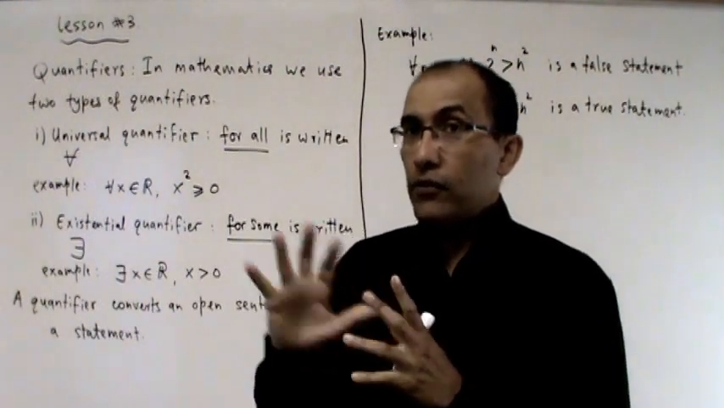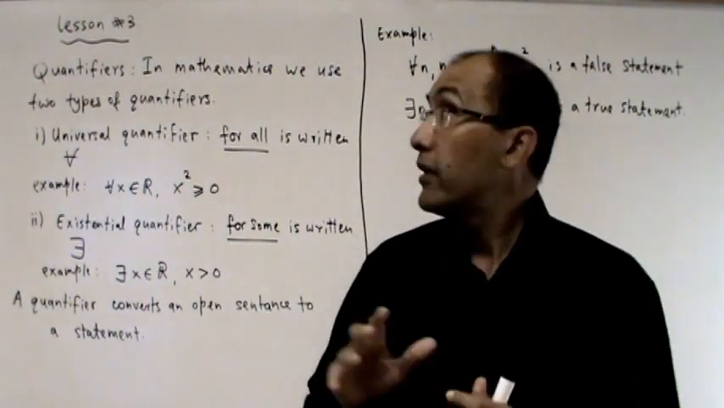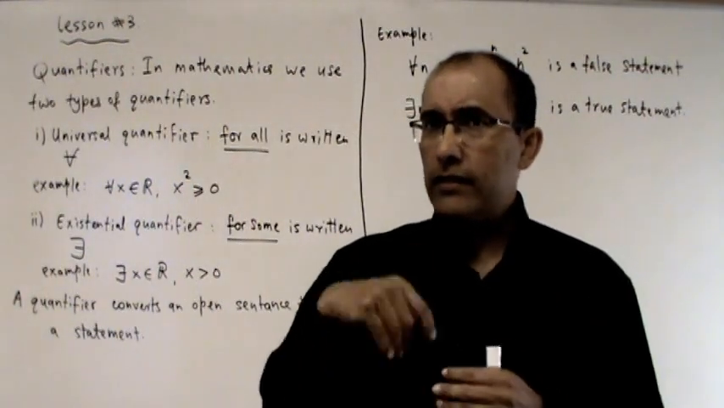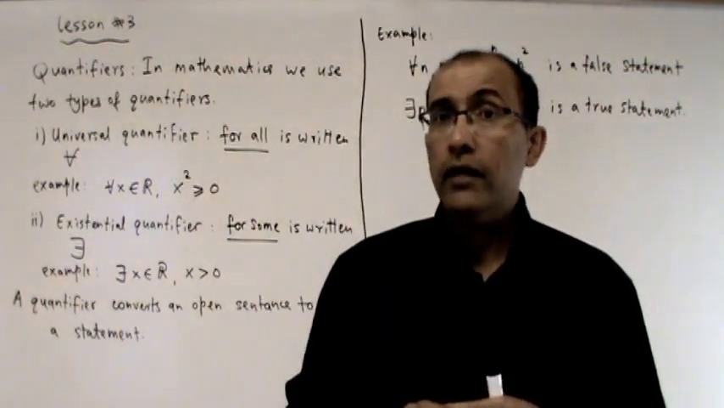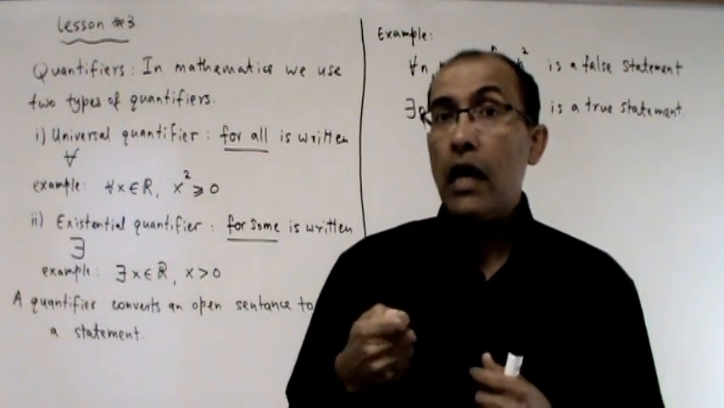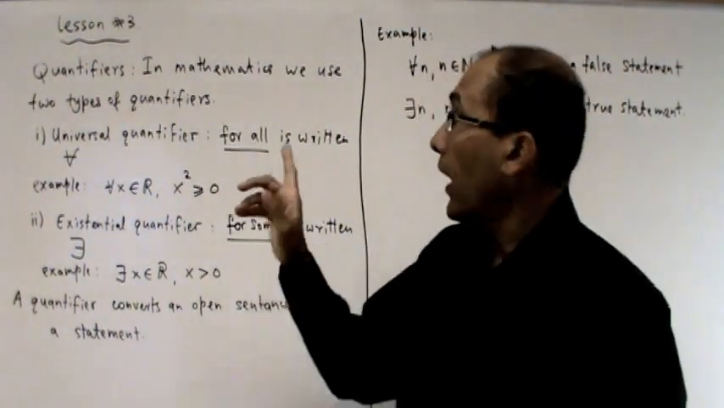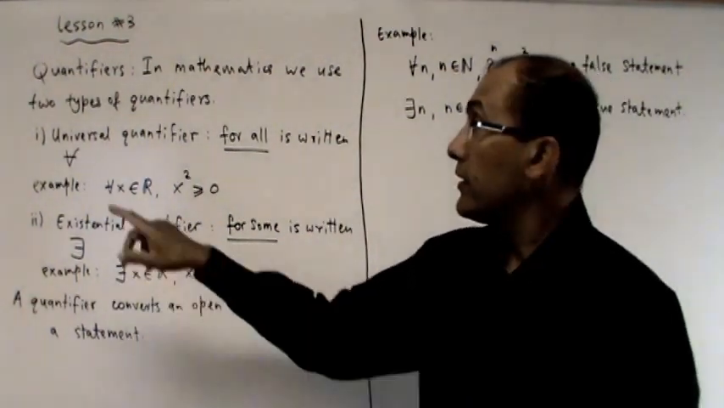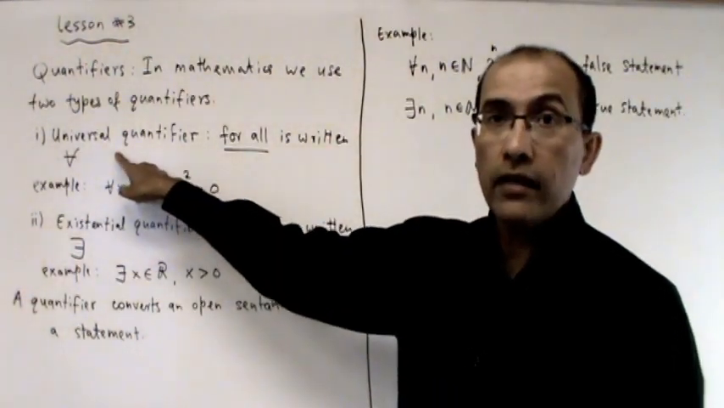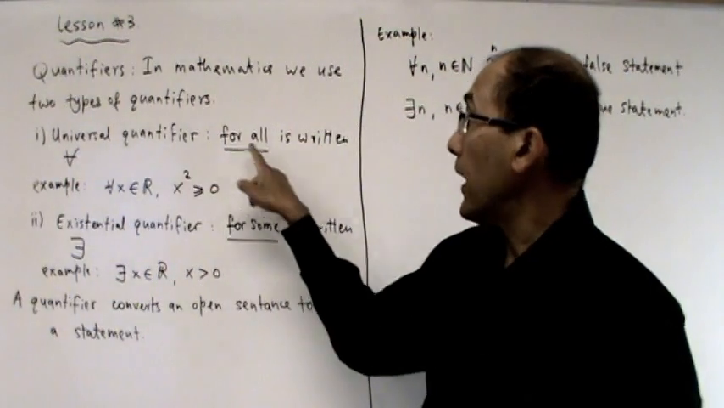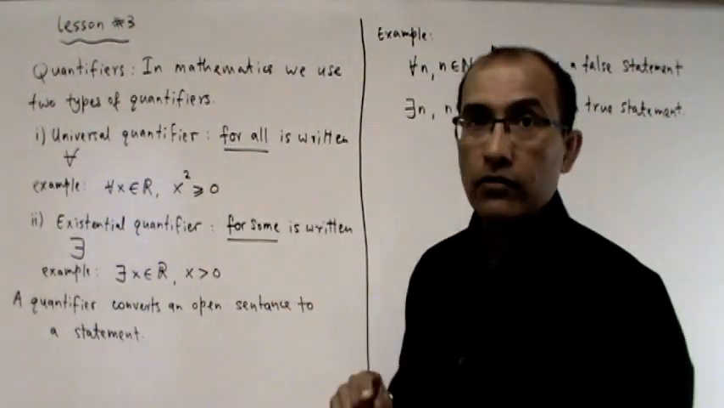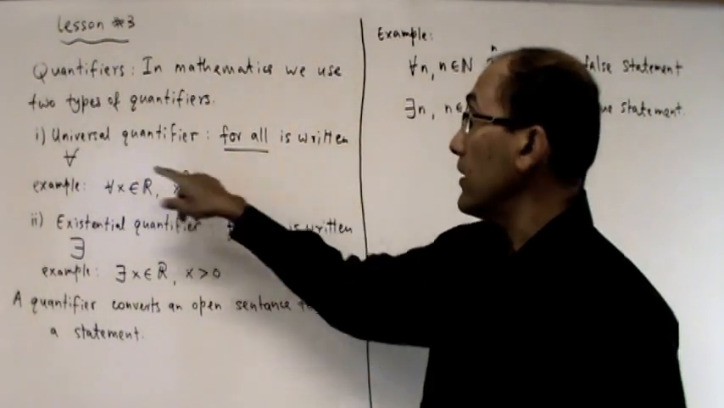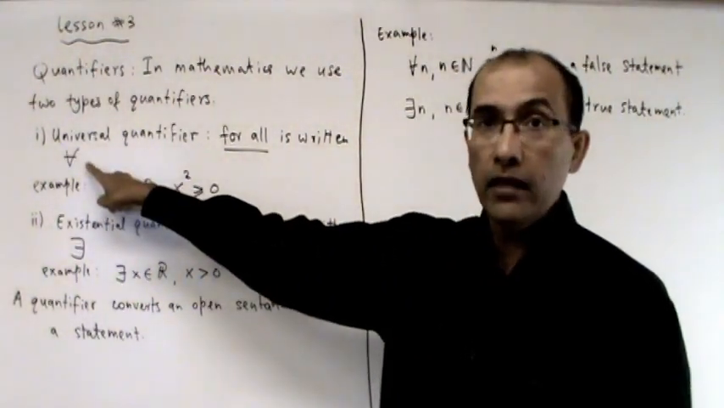So today we are going to look at a new concept called quantifiers. So what is a quantifier? It's something that will quantify. It will give us an idea about the quantity. In mathematics we have two types of quantifiers. The first one is called the universal quantifier. That is for all. So for all is the universal quantifier, and we write it in mathematics using this symbol.